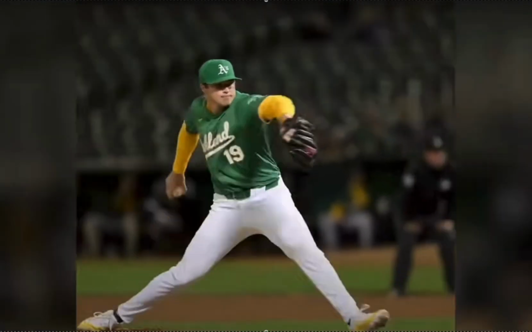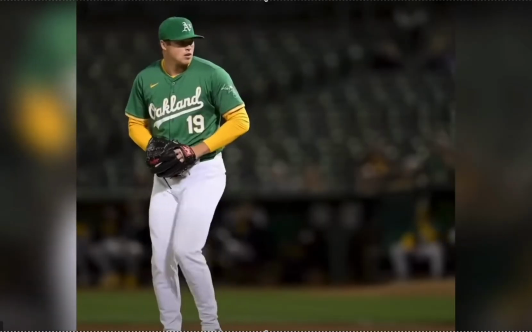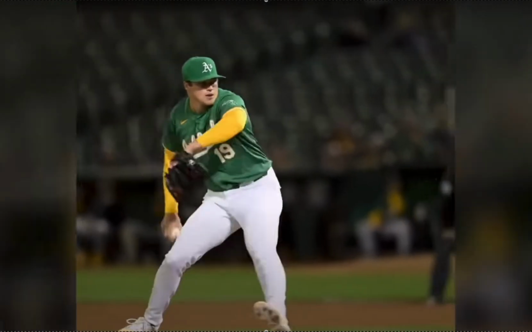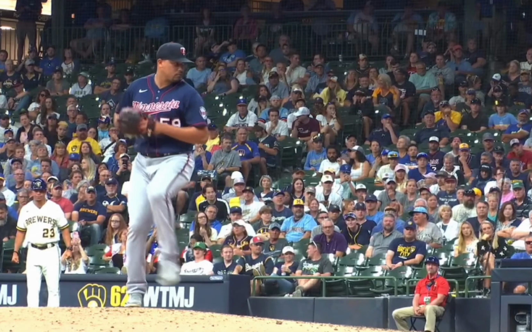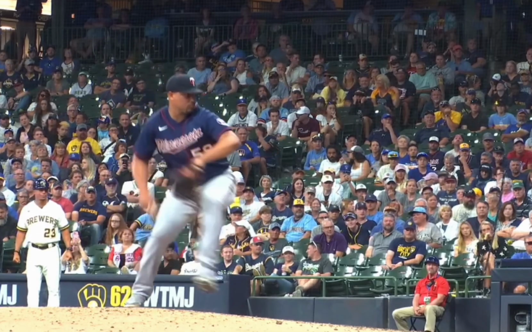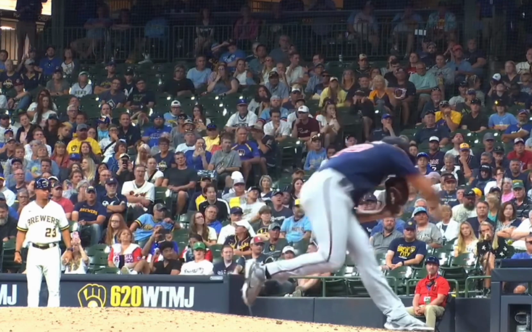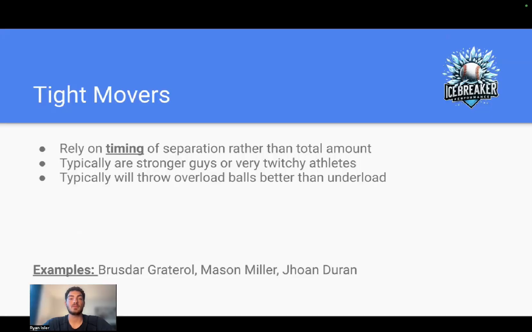Mason Miller for the A's is another example of this. Throws 100 to 102, but doesn't get into any crazy positions. Joan Duran, same thing too. These are three guys that are elite relievers in the big leagues, and probably none of them are very mobile in general.